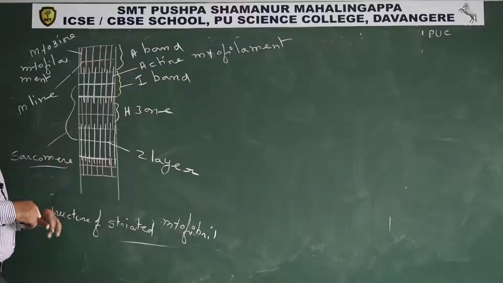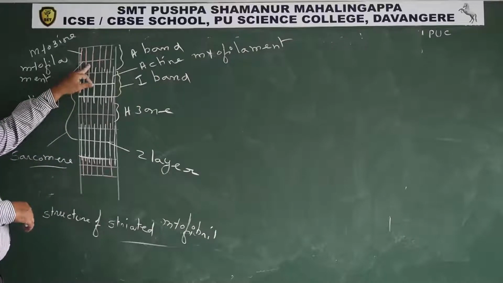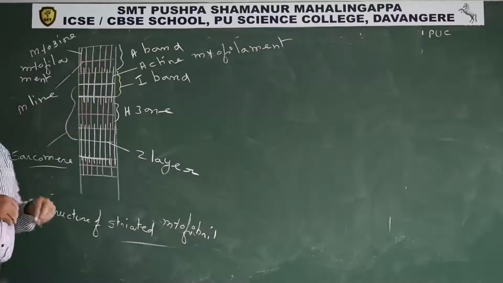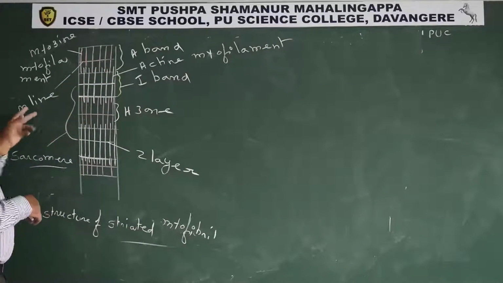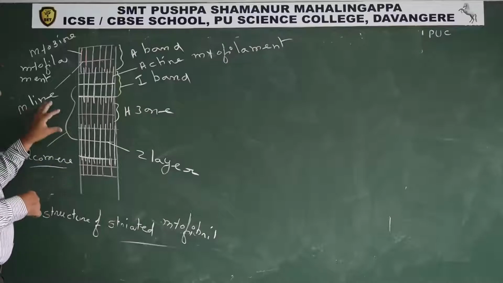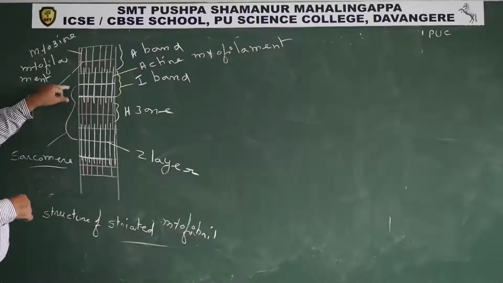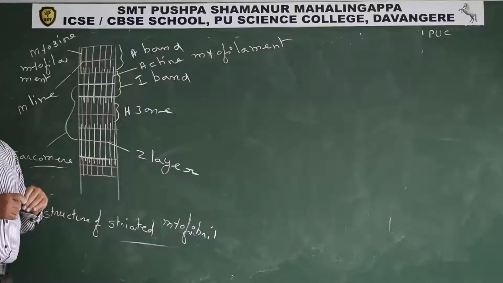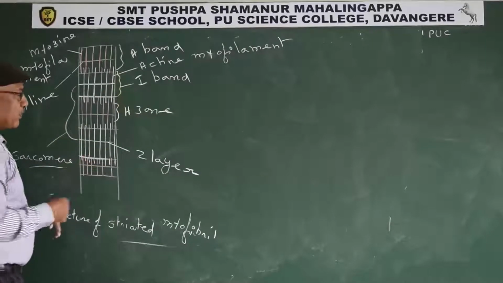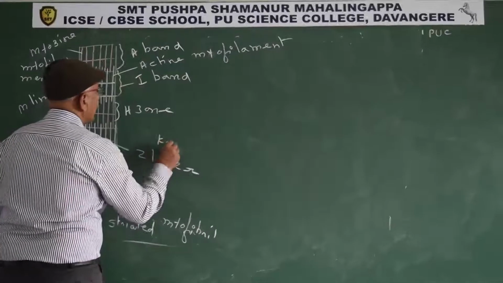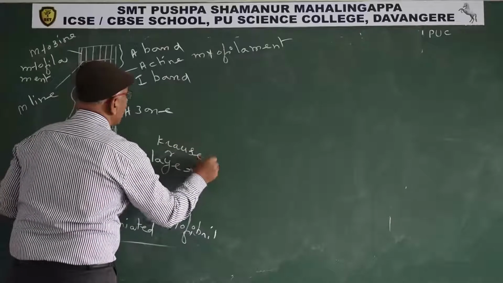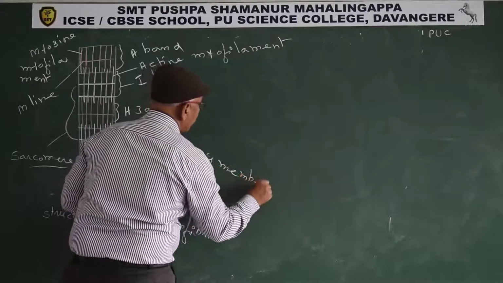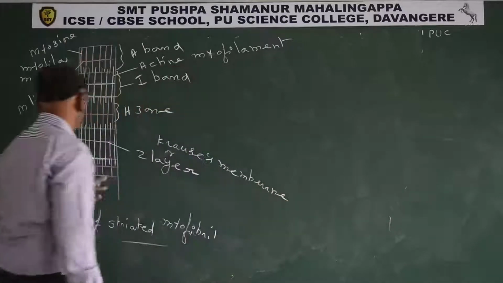In the middle region of the A band, the sarcolemma extends from one end to another like a thin membrane. This thin membrane is known as M line. Similarly, in the I band, the sarcolemma extends from one end to another, which is known as Z layer or Cruces membrane, also known as Debye line.